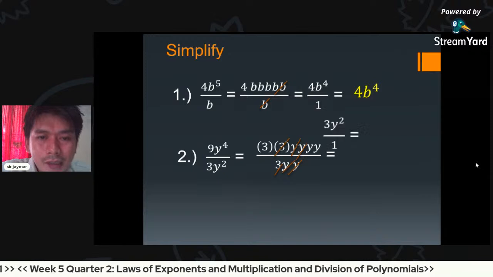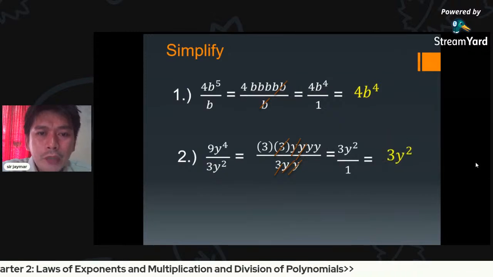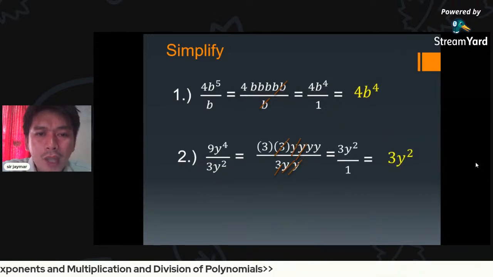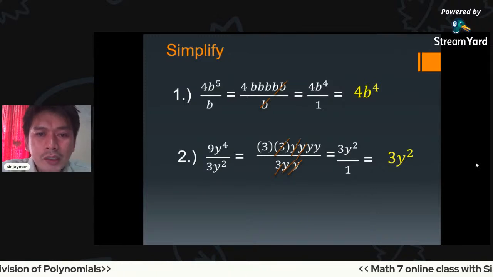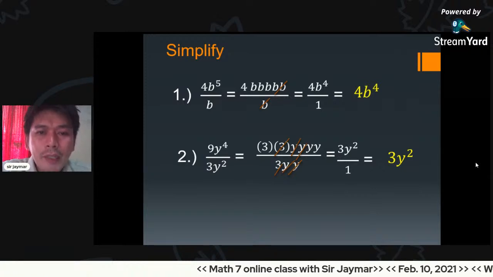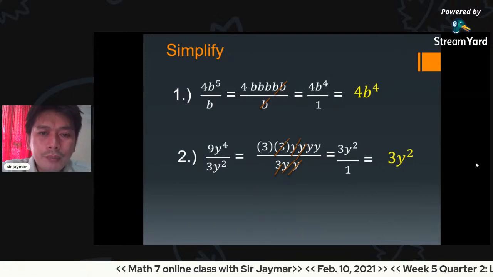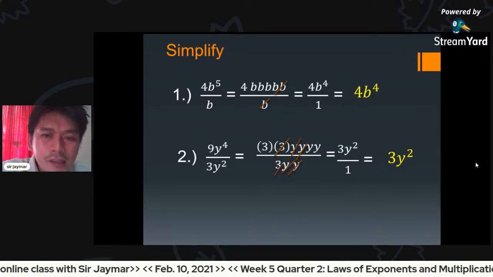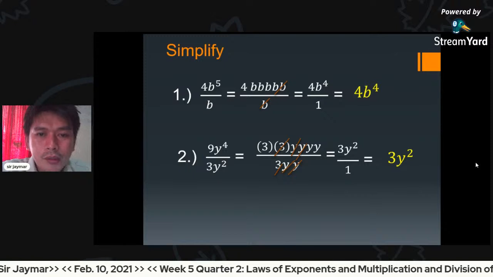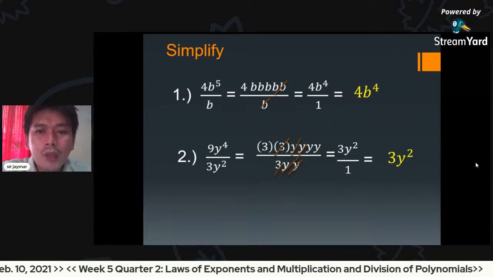So let us cancel all the 3 in the numerator and denominator, and cancel also the y. The remaining will be 3 and y squared, because there are 2 y's. Then over 1 in the denominator because no variables or numbers remain. That is 1 as its own number. So 3y squared divided by 1 is 3y squared.